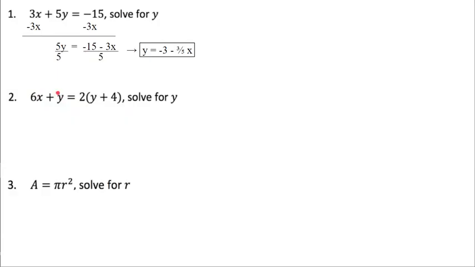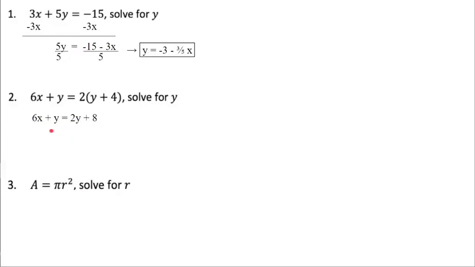On the other hand, you can instead distribute the 2 first and get rid of the parentheses, just giving you basically a bunch of addition. So 6x plus y is equal to 2y plus 8. This will help us more easily isolate the y variable now.